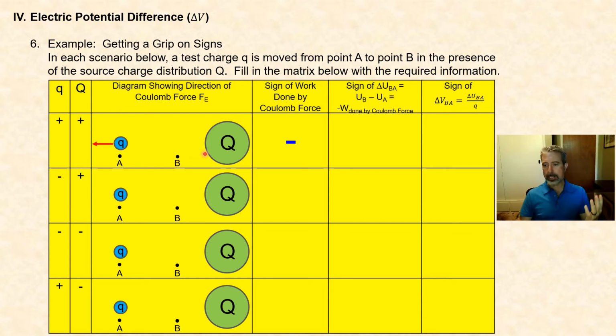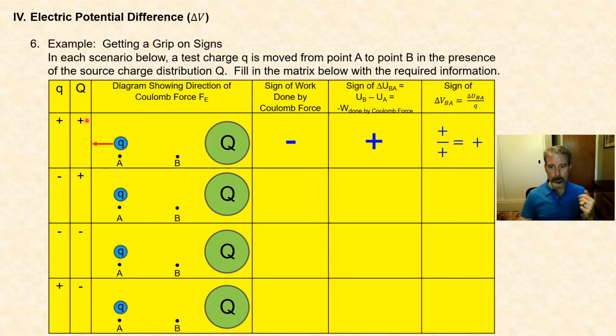And once you know that, by definition, the sign of the electric potential energy difference is just the opposite of the work done by the Coulomb force, so it must be positive. And when we now calculate the electric potential difference, we have everything we need. The electric potential energy difference, which is positive, divided by the sign of the field charge, which is positive. So when you take a positive and divide by a positive, you get a positive electric potential difference between point A and point B.